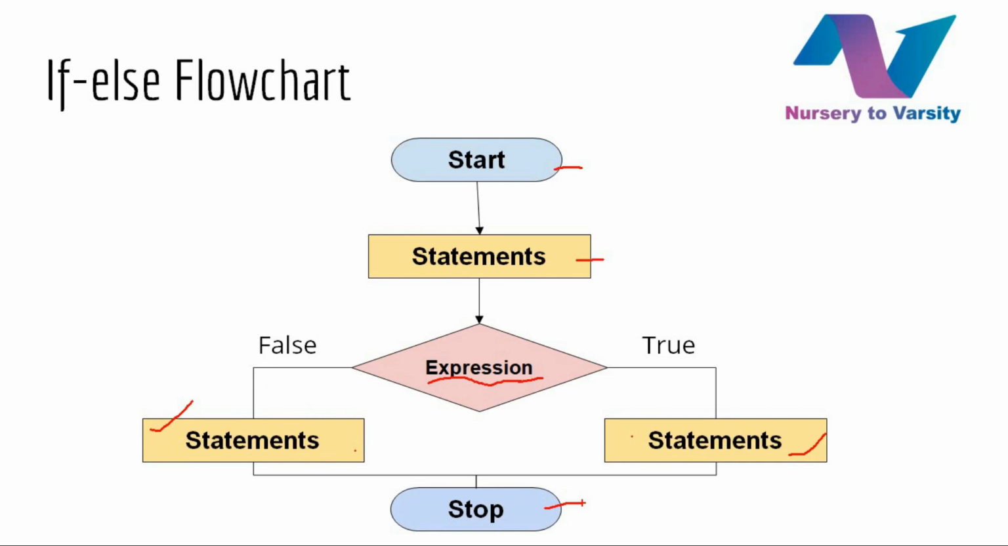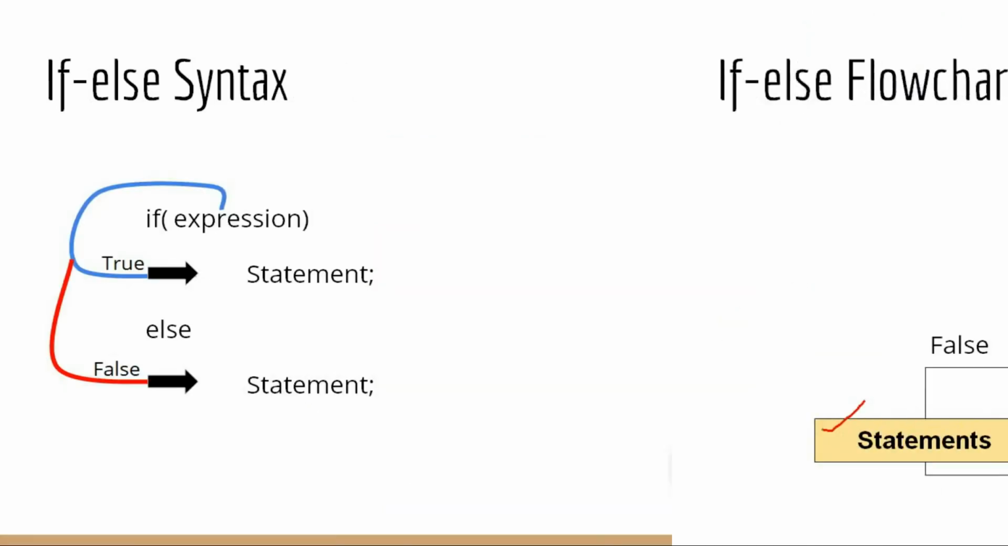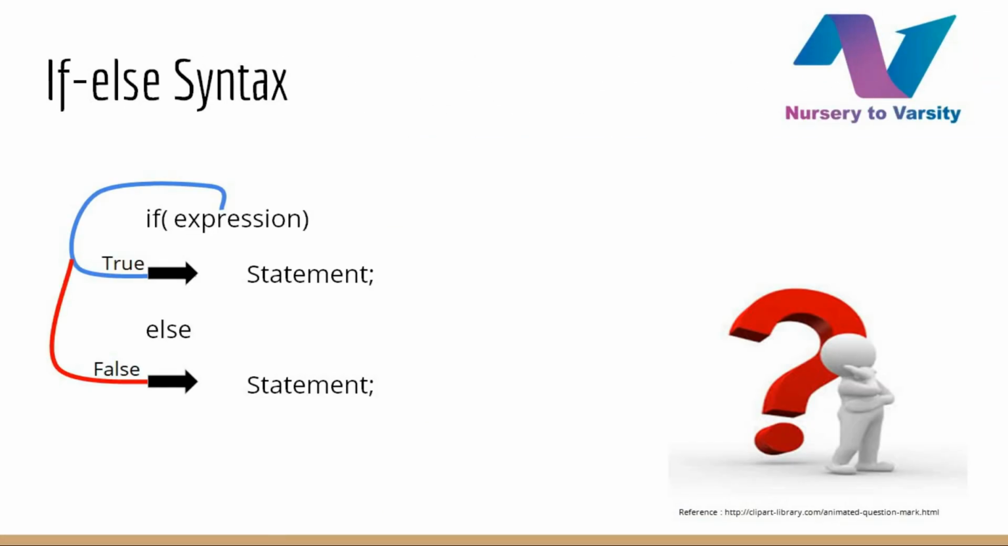Now let's see the syntax of if-else statement. The syntax of if-else statement is, first we'll write if, then in brackets we'll write the expression, then whatever we want to execute after this expression is true, we'll write it over here, and then else, it is a keyword and we have to write it just after the if statement only, and then the statement which we want to execute if the expression is false. So this is the syntax of if-else statement.